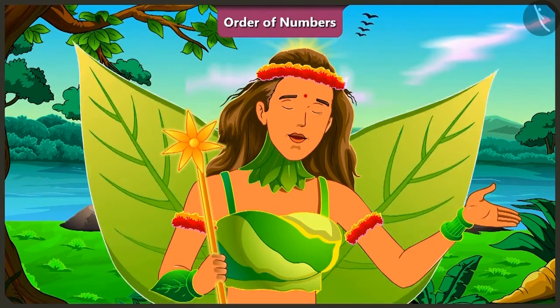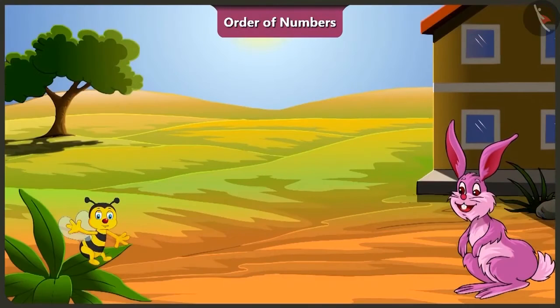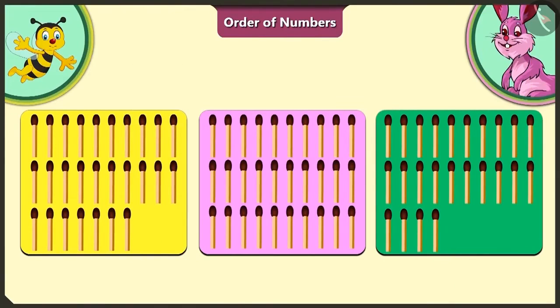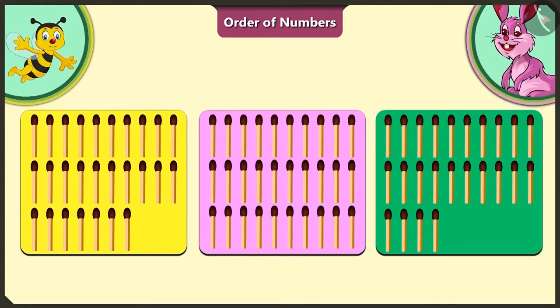Children, today let us look at some more interesting examples of the order of numbers. Okay, honey. Now you have understood how to find the big number and the small number of two given numbers. Now tell me, here we have 3 cards with matchsticks arranged on them. How will you place the cards in order according to the number of matchsticks on them?